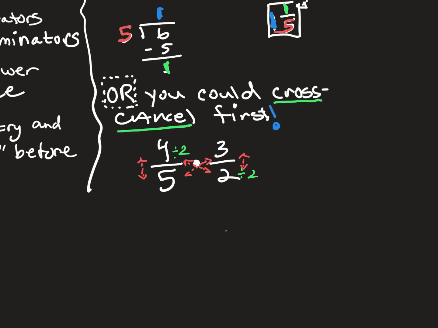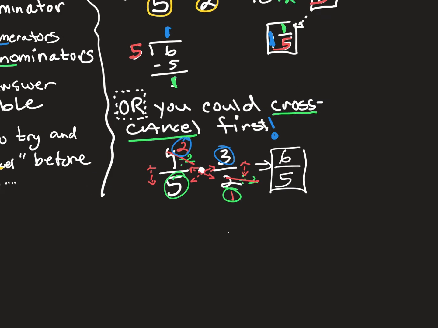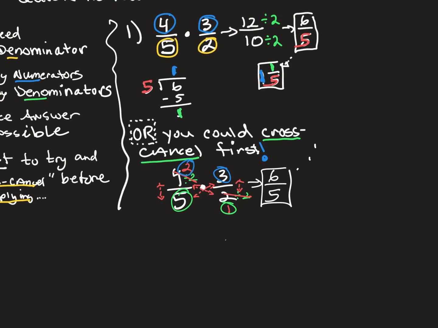So 4 divided by 2 is 2, 2 divided by 2 is 1, and then after we cross canceled, we can simply multiply the numerators, and then we can multiply the denominators. So that gives us 2 times 3 is 6, and 5 times 1 is 5. And notice we got the same answer that we got after we reduced here. So it just makes it easier when the numbers are bigger. So if the numbers are relatively small, I just multiply straight across and then reduce. But if the number's kind of big, then I'd look for cross canceling if it's possible.